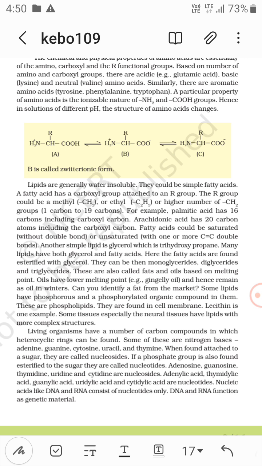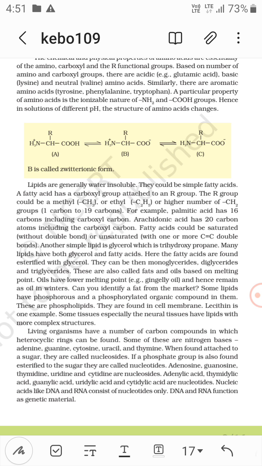Many lipids have both glycerol and fatty acids. Here the fatty acids are found esterified with glycerol. Now they can be monoglycerides, diglycerides and triglycerides.